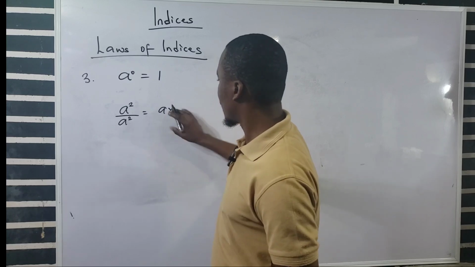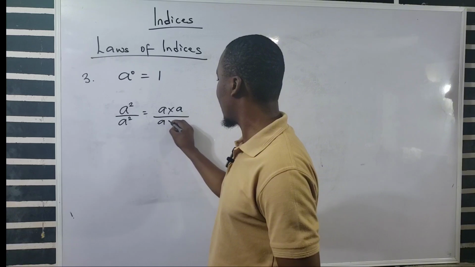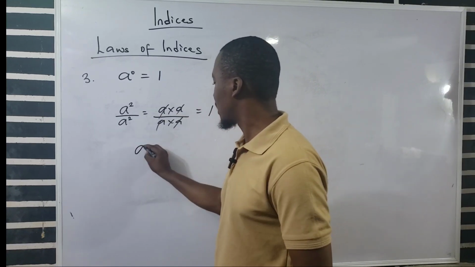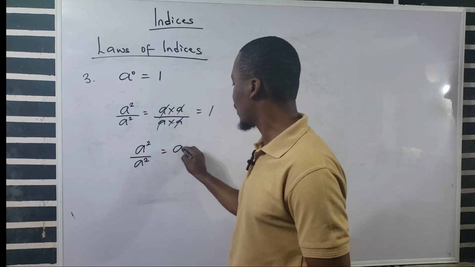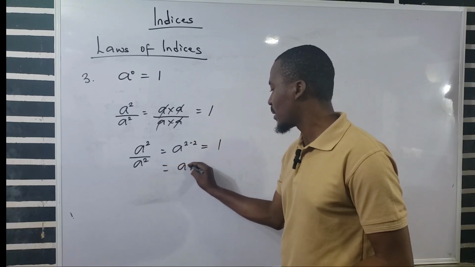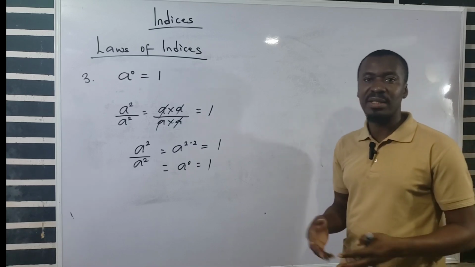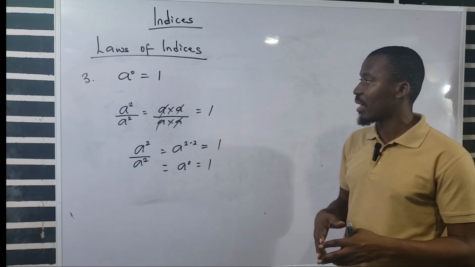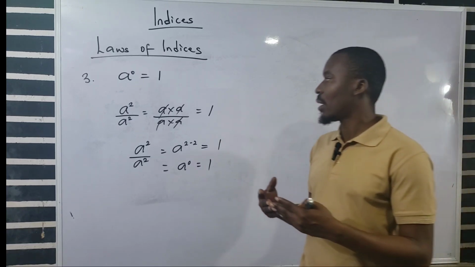That will give us 2 times 2 over 2 times 2. Or this, a raised power 2 divided by a raised power 2. We have a times a over a times a, and this will give us 1. That means a raised power 2 divided by a raised power 2, which will give you a to the 2 minus 2, will give you 1. That will give you that a0 equal to 1. So you can see that it can be easily verified that any number raised to power 0 will give you 1.